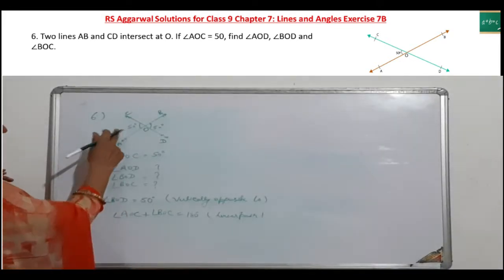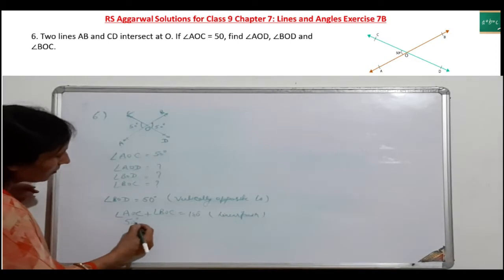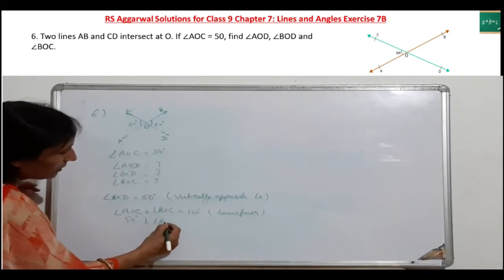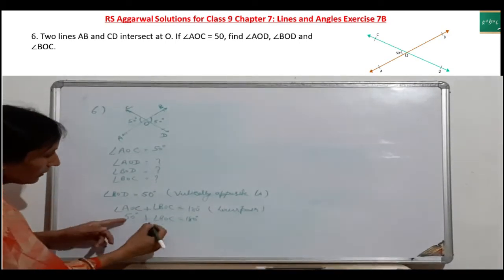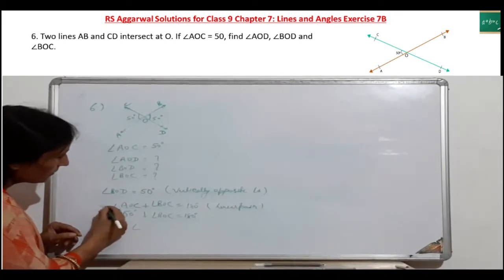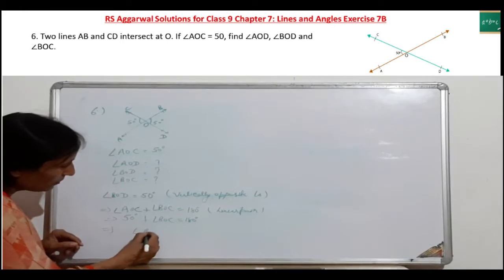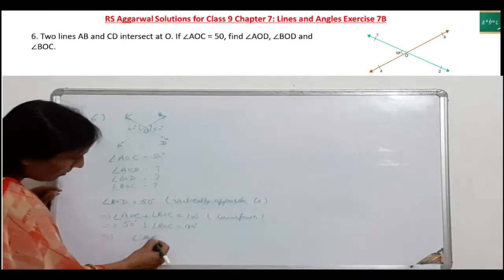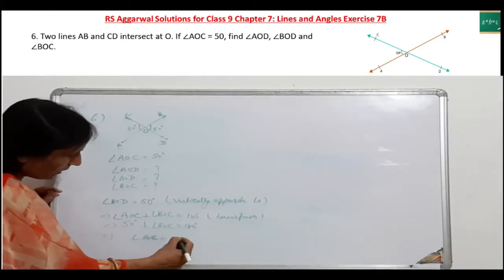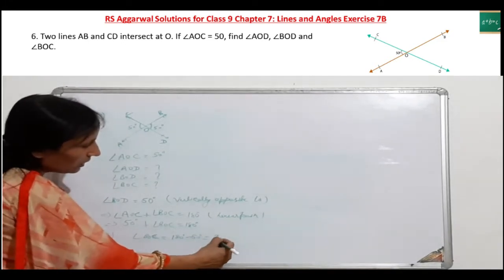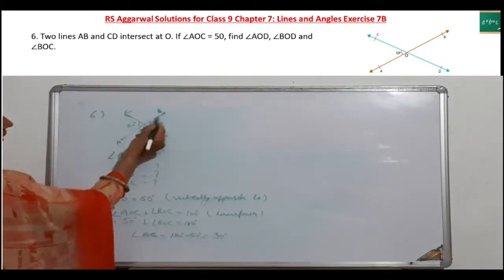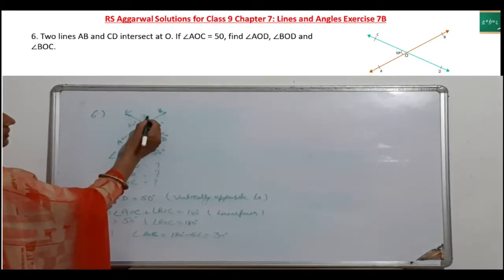Now angle AOC is already given, 50 degrees, plus angle BOC is equal to 180 degrees. This implies angle BOC is equal to 180 minus 50, which is 130 degrees. So we got angle BOC is 130 degrees.